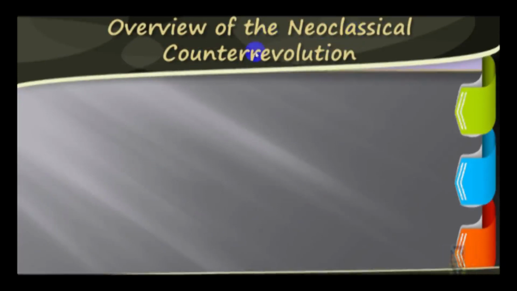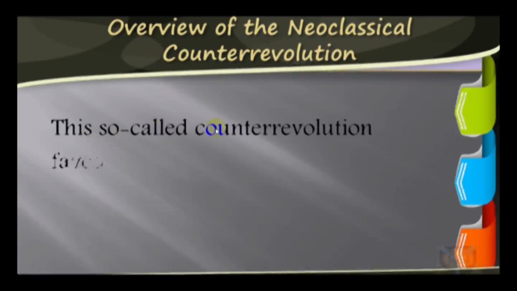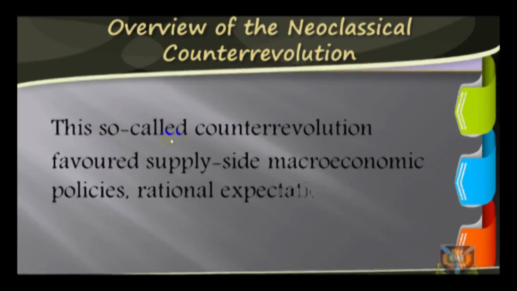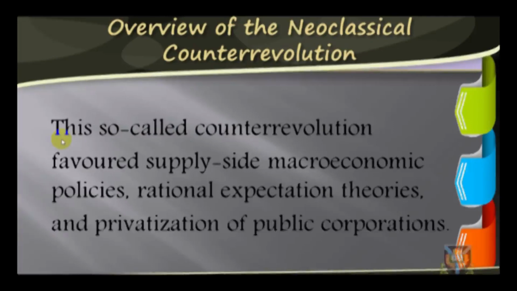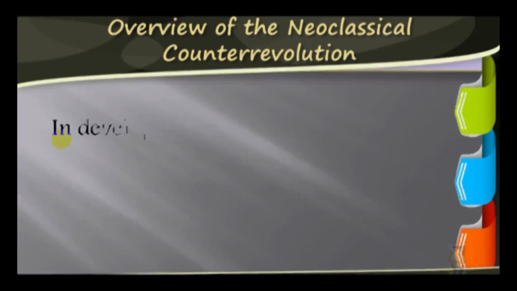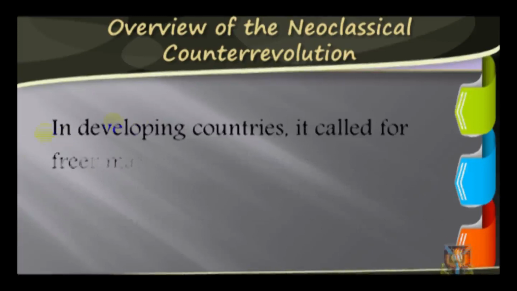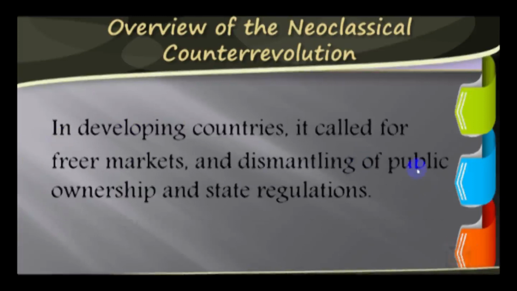Overview of the neoclassical counter-revolution. The roots of the neoclassical counter-revolution go back to the 1980s, when conservative governments in the US, Canada, Great Britain, and Germany came into power. This so-called counter-revolution favors supply-side macroeconomic policies, rational expectation theories, and privatization of public corporations. In developing countries, it called for freer markets and dismantling of public ownership and state regulation.